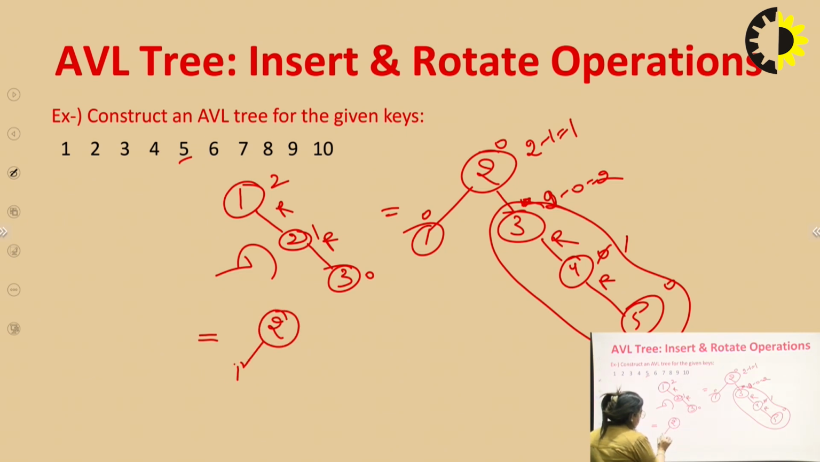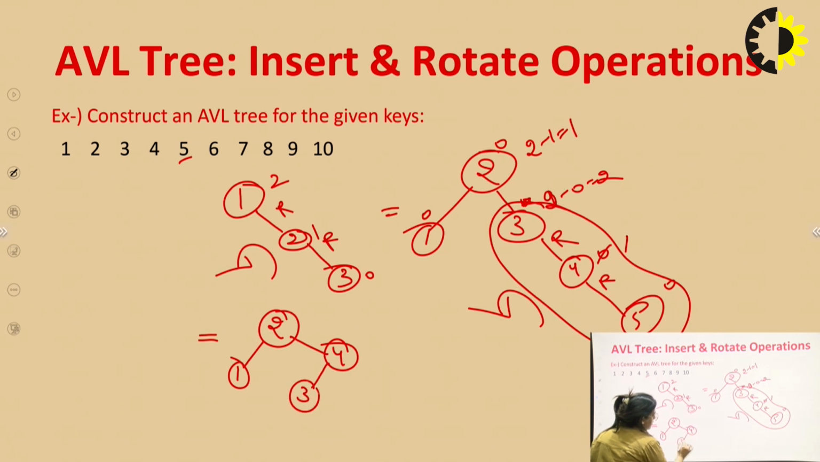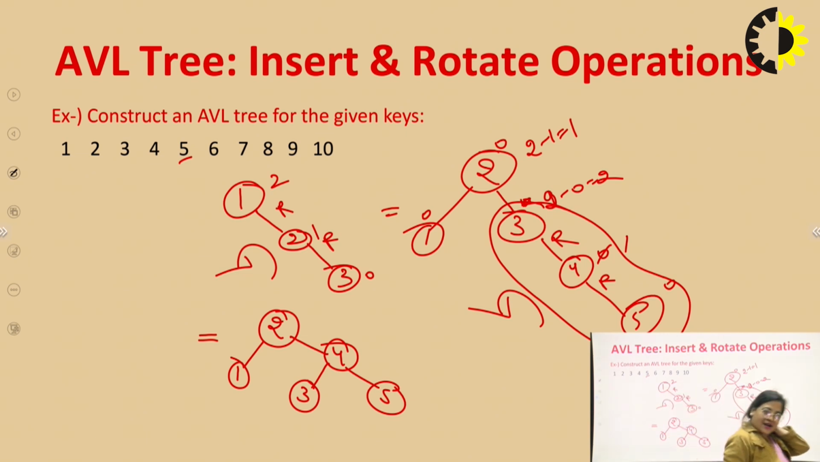2, 1 RR rotation means anti-clockwise. Now 4, 3 and 5. Now check again balance factor. All leaf node balance factor is always 0.